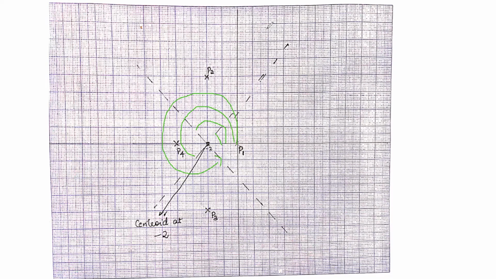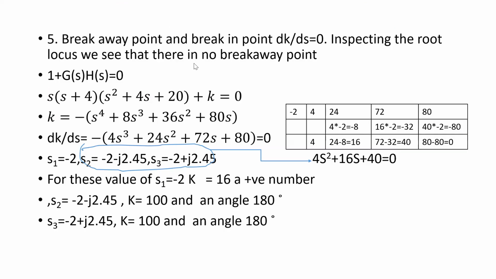Then after that, next what? We have to find the breakaway point or break-in. Breakaway point: if you have 2 poles here, there are 2 root locus which will start from these two. One will start like this. There is another root locus which will start from here. Both of them will meet at this point and they'll break.